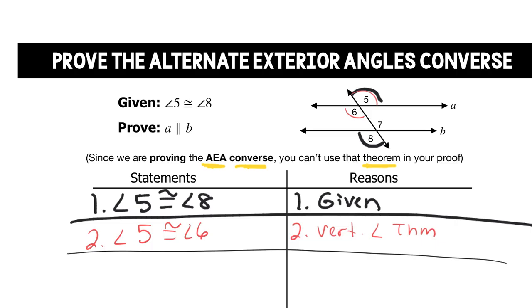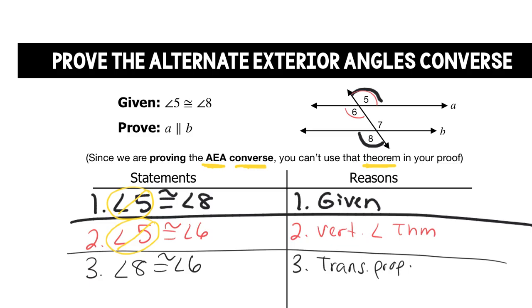You technically could also include that 8 is congruent to 7, because technically 8 and 7 are vertical angles. But we're going to leave that for later. Since we already have this, we're just going to go with it. So they're both equal to 5. And since they're both equal to 5, then 8 and 6 must be congruent to each other. So angle 8 is congruent to angle 6 using the transitive property.